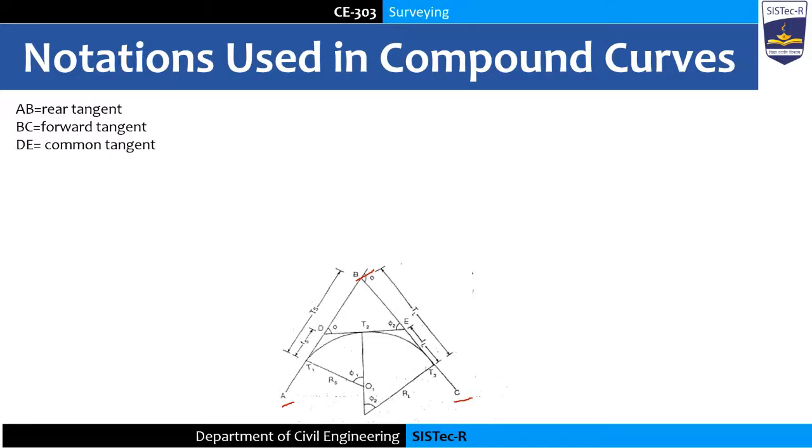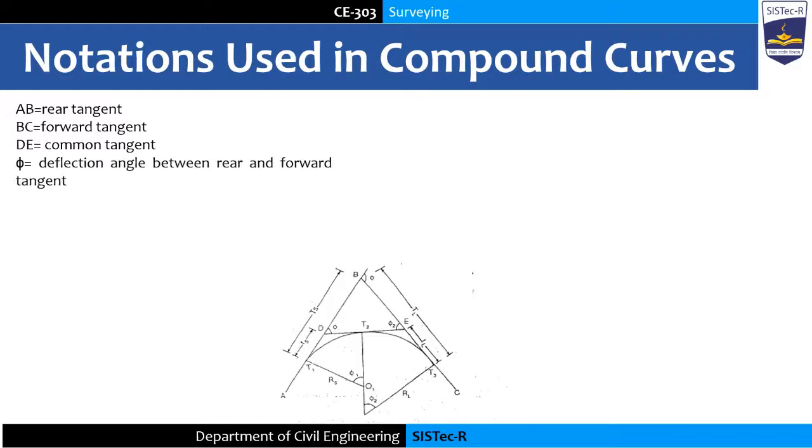After that we have D. D is a common tangent. So as I told you, in a compound curve both these two different curves have a common tangent, that is D. So in this figure you can see that this is the common tangent, this is D, and it is the common tangent.